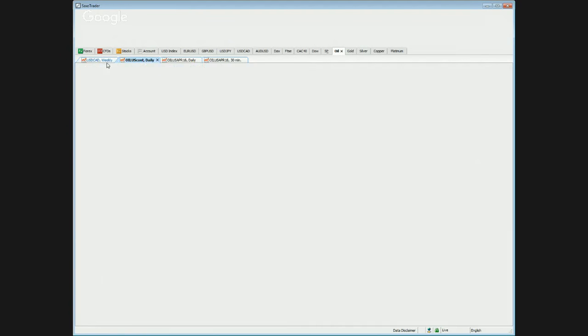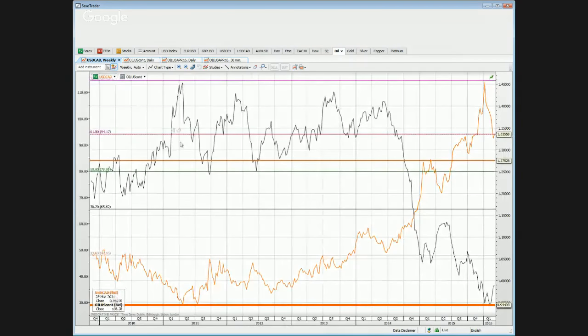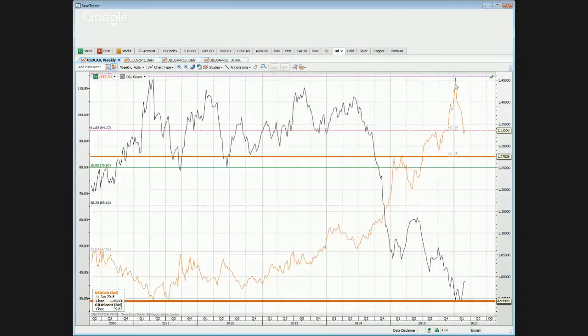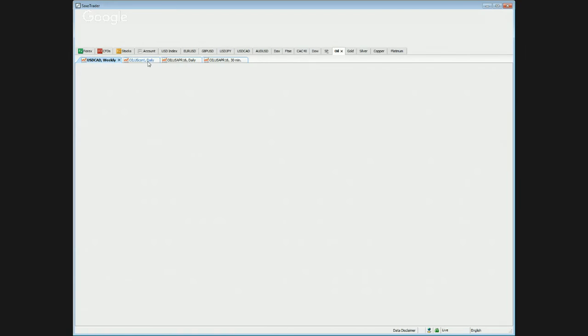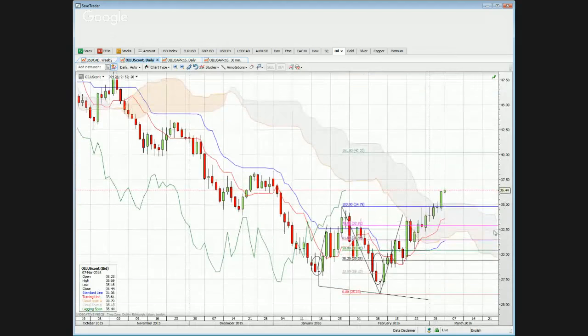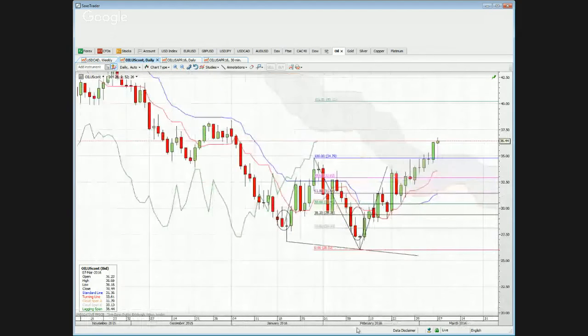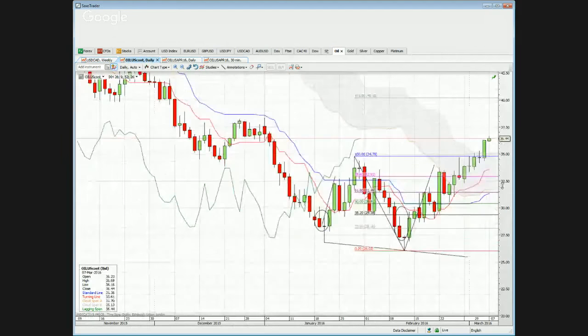Again, I'll take it back to a weekly chart. On here, I've got oil against the US dollar CAD. And it shows that dollar CAD inversely correlates with oil prices. We can see the reaction from the lows in oil and the highs in dollar CAD and the retracement, and it gives you a good indication. If you do want to trade oil, also have a look at dollar CAD, and bear in mind that they are inversely correlated.